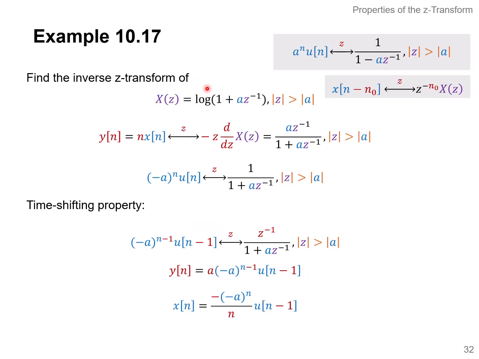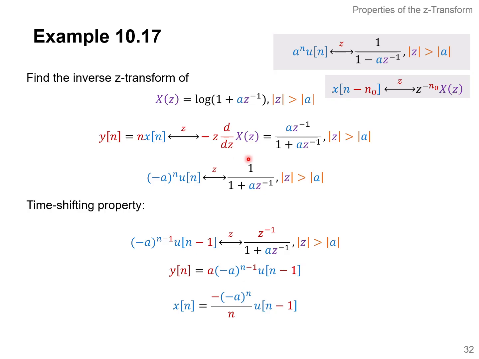We need to find the inverse z transform of a logarithmic function. We are given X(z) as the log of 1 plus a times z to the minus 1. The ROC is outside the circle with radius a. First, we use a known z transform property. Multiplying x of n by n in time corresponds to differentiation in the z domain. So we take the derivative of X(z).